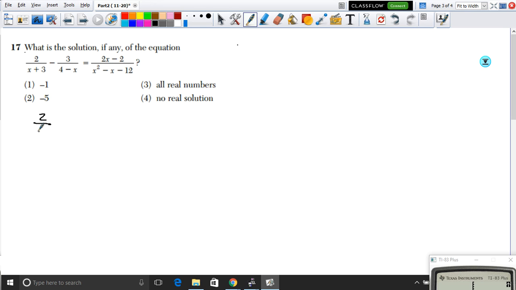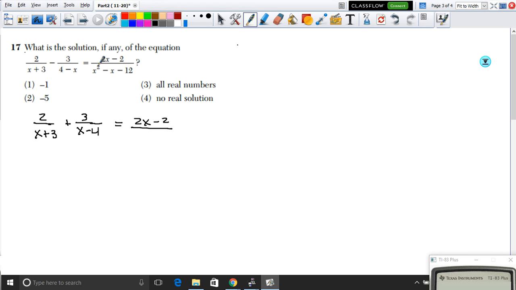So we have 2x plus 3. But here, I don't like this minus, so I'm going to change the sign of the denominator, and this is going to become a plus. So we have plus 3x minus 4. Notice that we changed the whole sign, or we multiplied by negative 1. We change the sign of all the symbols here. Let's go to x minus 2.